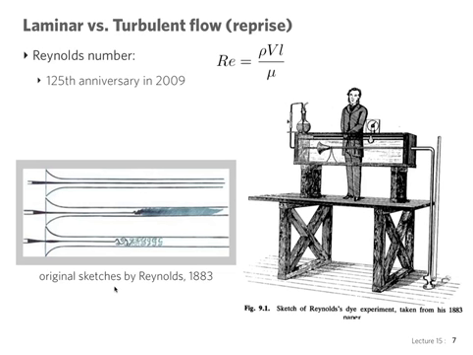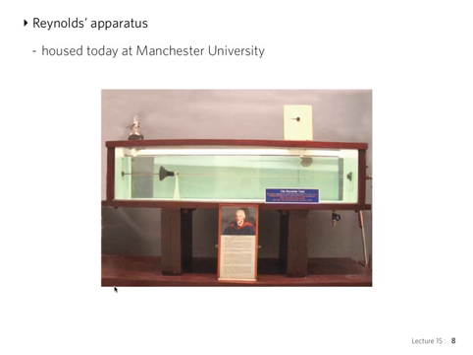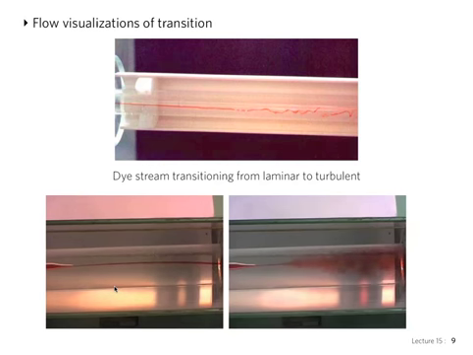And I've put on Blackboard a paper that was published to celebrate the 125th anniversary of this famous work, and it describes a bit of the history. It's not the only thing that Reynolds is known for. The actual paper that he published has another very important result, which we will discuss at another time. Here is a picture of the actual apparatus, which is today still at Manchester University. And here are some videos of what you would see if you repeated these experiments today.